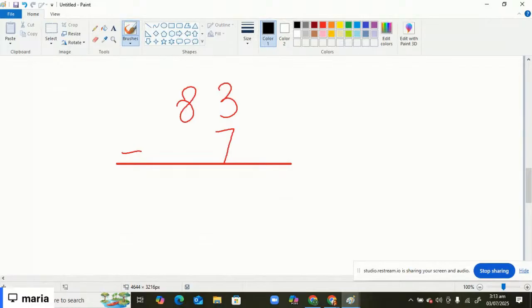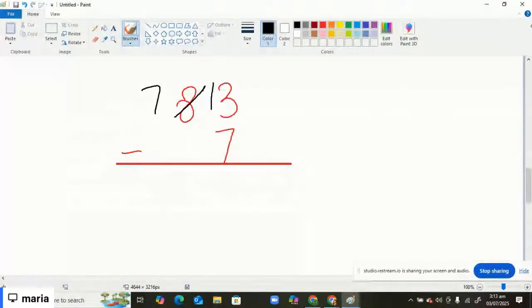First of all, we check: is 3 minus 7 possible? No, it's not possible. So what we do for that, we are just going to take a borrow from the 8. Because the bigger number cannot be subtracted from the smaller number, but the smaller number can be subtracted from the bigger number. So for that reason, 3 is small and 7 is big. So we take a borrow from the 8, and 8 becomes 7 because 1 is left, and 3 becomes 13.